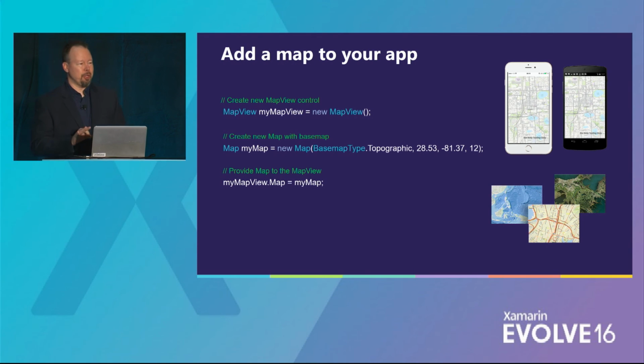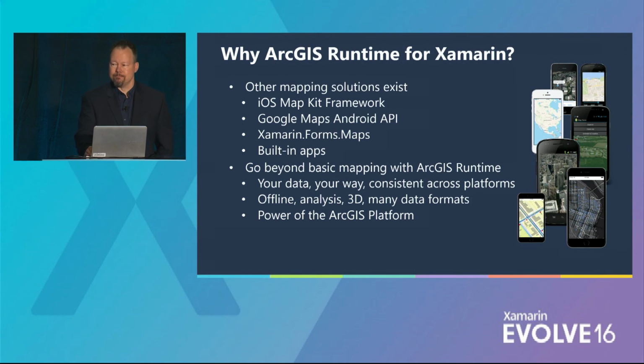Right? So 3 lines of code, you get yourself a map, you get a base map, and you can go to a specific area of interest. Right? Nice and easy. But it kind of begs the question, well then, that's pretty easy. Well, why the ArcGIS Runtime for Xamarin, right?